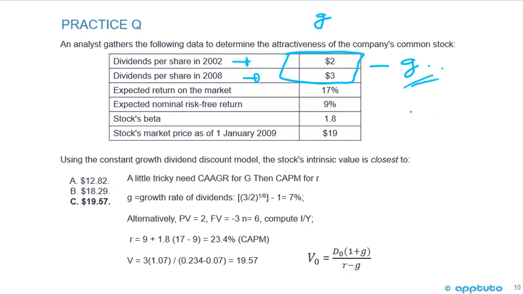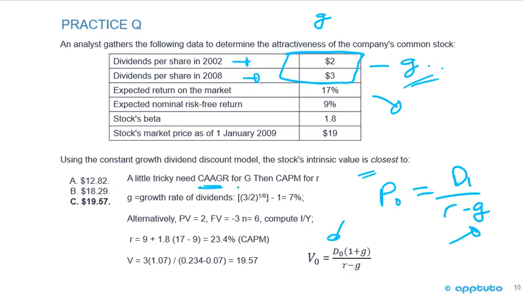So again, we're asked to use the Gordon Growth Constant Dividend Discount Model to calculate the stock's value. So we know P0 equals D1 over R minus G. So we need this G, okay? And also the dividend, we've got the 2008 dividend, we need the 2009. So we've got the dividend D0 is $3. We need to multiply it by 1 plus G, so we need the G rate, G again. So how can we do it? It's a little bit tricky. You need the compound annual average growth rate for G and also the CAPM for the R. So that's the other thing that we needed to do.